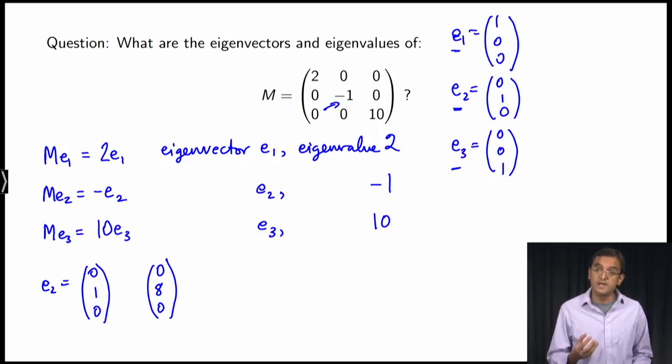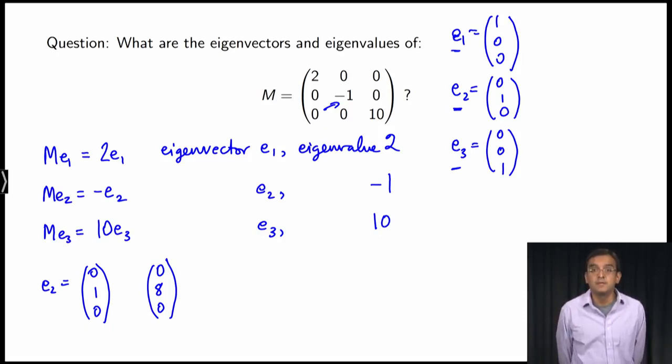Okay, so let's rephrase the question then. Are there any other unit length eigenvectors of this matrix? And no, there aren't. So we have a 3 by 3 matrix with exactly 3 unit length eigenvectors. Is that always the case? Is the number of distinct unit length eigenvectors always just the dimension of the matrix? And for our purposes, the answer is yes.